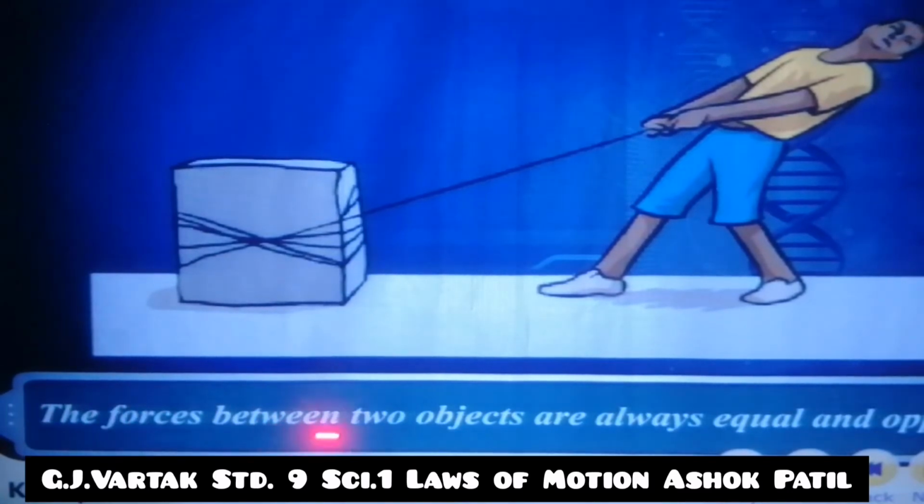The forces between two objects are always equal and opposite. Both forces are equal. The box's force and the person's force are always equal and opposite.